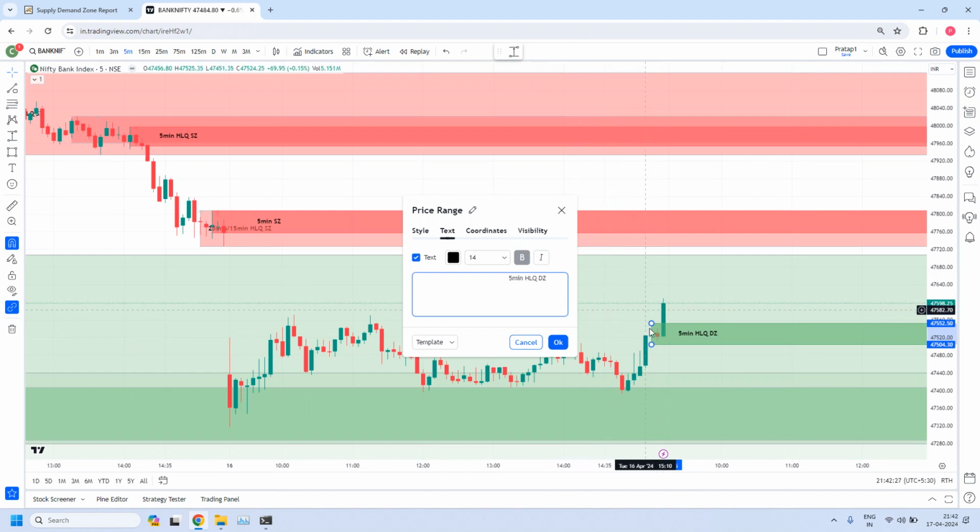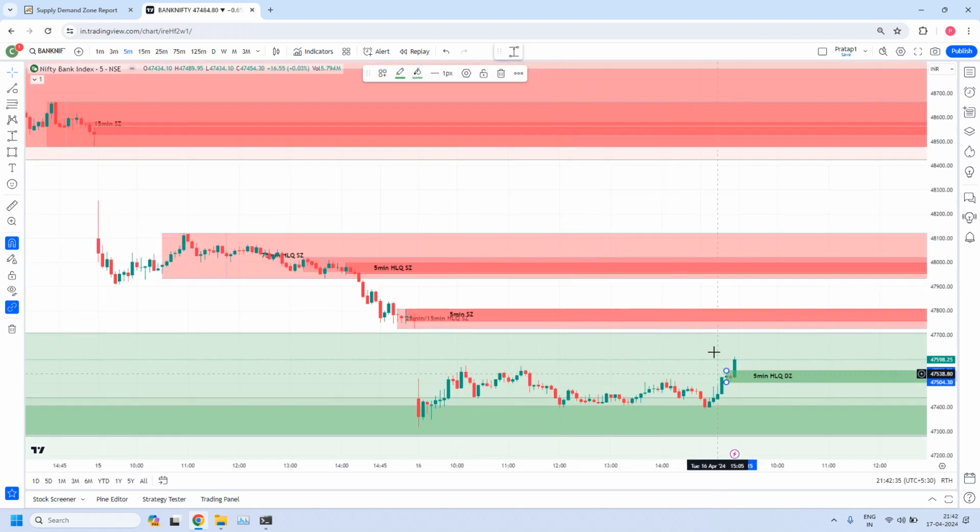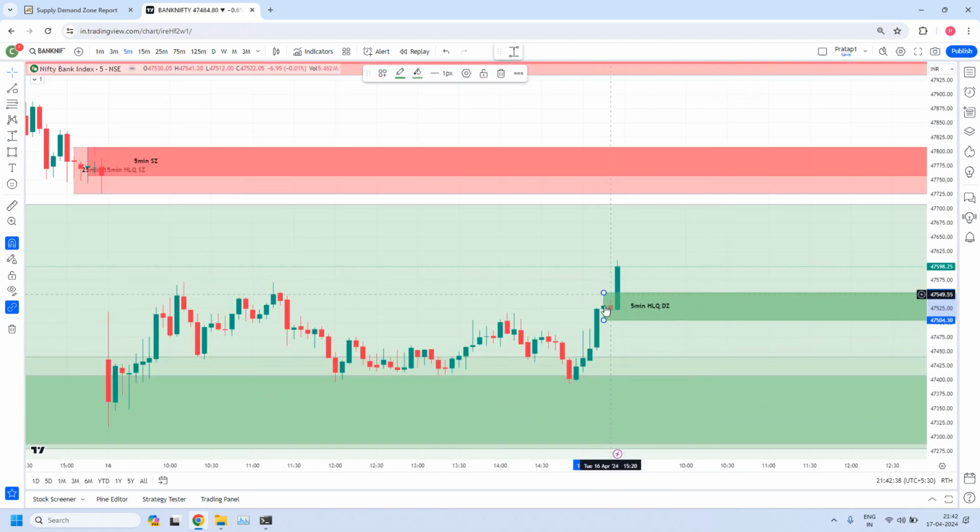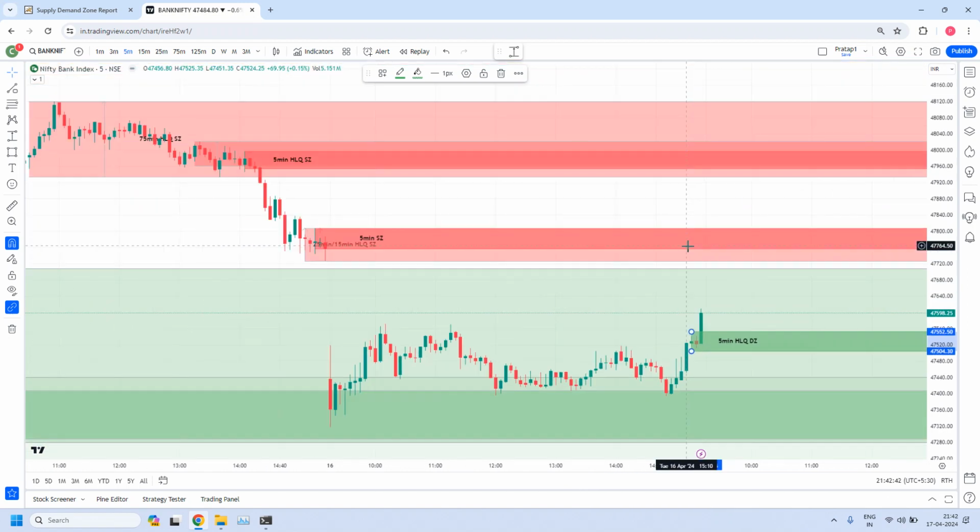What you can do, you can even go to 1 minute inside this area and fine-tune this zone to find the real order flows. The moment you feel the risk is high, go to 1 minute and see where exactly the order flow is.